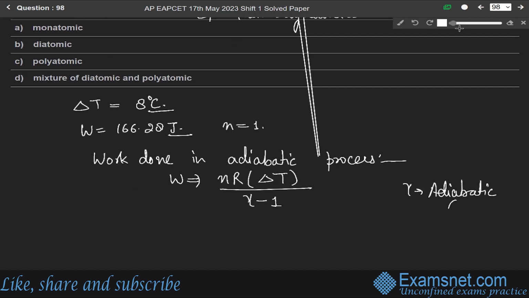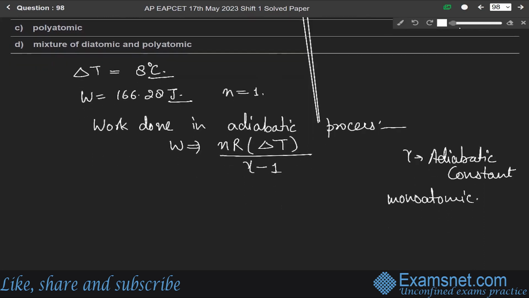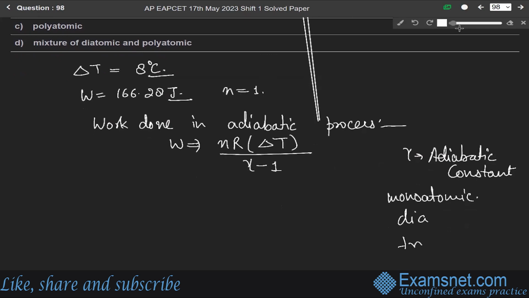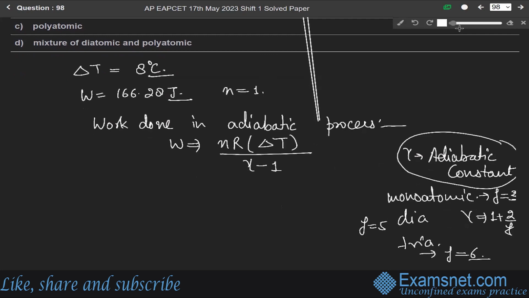It is different for different types of gases: for monoatomic gas the gamma value is different, for diatomic it's different, and for triatomic it will be different. Gamma is basically 1 plus 2 by f, where f is the degree of freedom. For monoatomic, f will be 3. For diatomic, f will be 5. For triatomic, f will be 6. So this is the adiabatic constant. The work done in an adiabatic process is given as nR delta T over gamma minus 1.